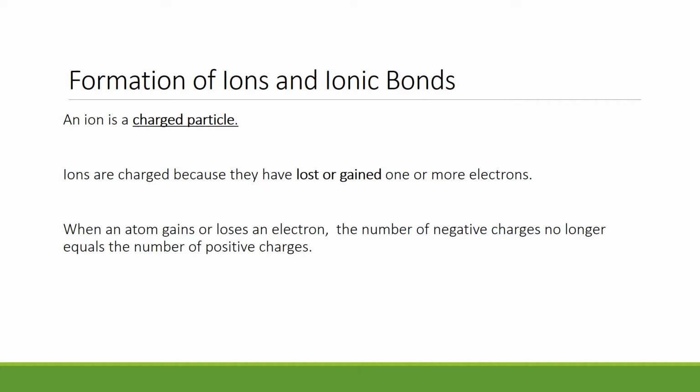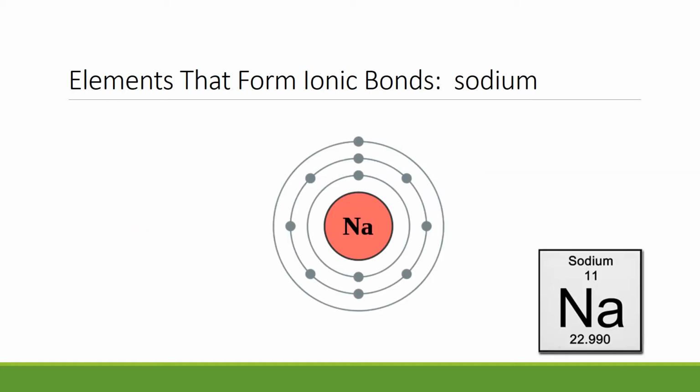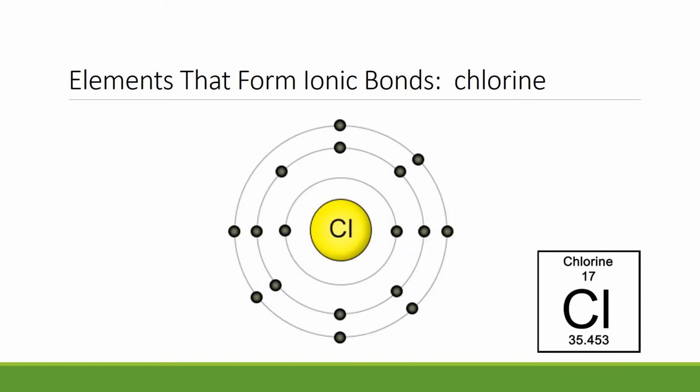When an atom gains or loses an electron, the number of negative charges is no longer equal to the number of positive charges. The first element we want to talk about that forms ionic bonds is sodium. In the center is a sodium atom, and on the right-hand side is the chemical symbol for sodium, which comes from the periodic table. Another atom that ionizes readily is chlorine.